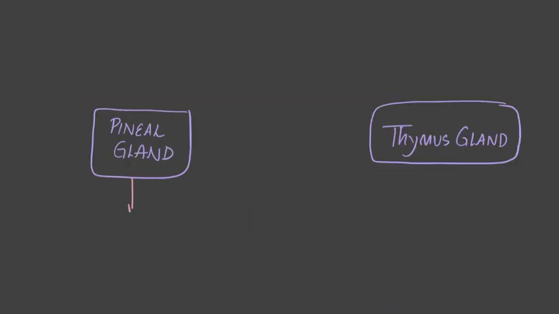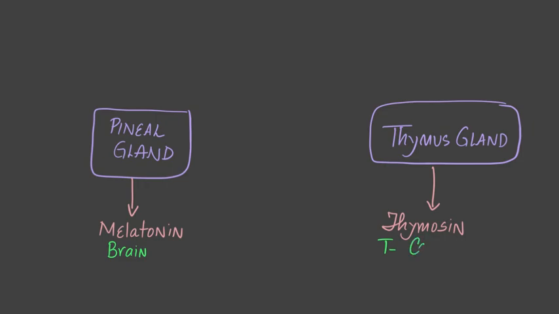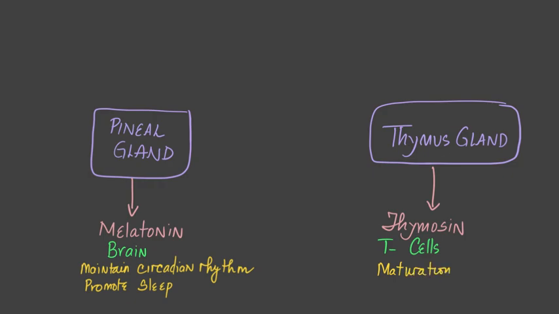Let's take a look at a couple of smaller endocrine glands: pineal gland that produces melatonin and thymus gland that produces thymosin. The target organ for melatonin is the brain, and the target cells for thymosin are the T cells. Melatonin maintains our daily rhythms, which are also known as circadian rhythms. Melatonin also helps to promote sleep. Thymosin helps in the maturation of T lymphocytes that provide us with long-term immunity.